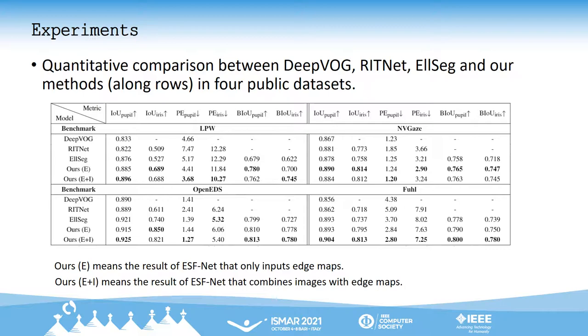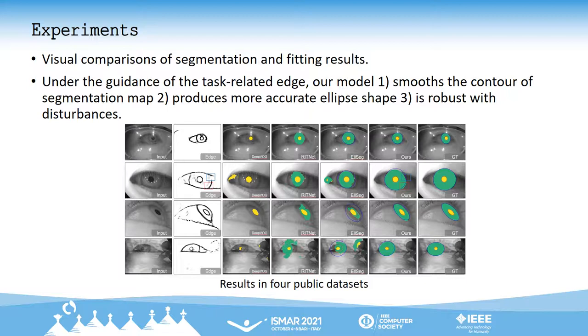Visual examples are shown in the image. Under the guidance of the task-related edge, our model is more interested in boundary regions, thus smooths the contours of the segmentation map, and segments a more accurate ellipse shape. Besides, our method is rarely affected by disturbances, e.g., the reflections on the glasses.